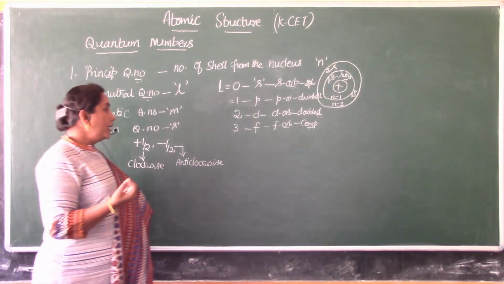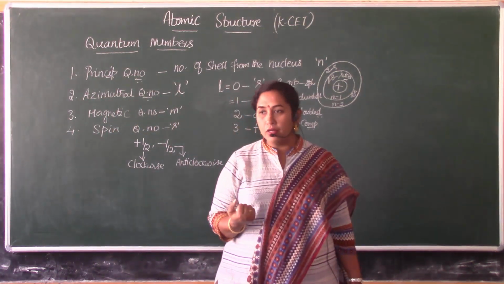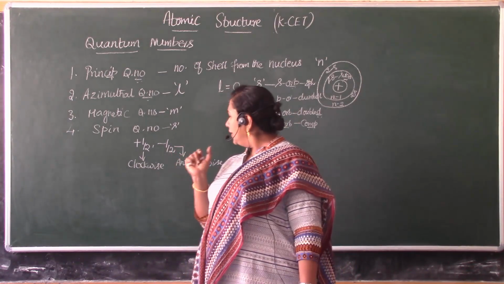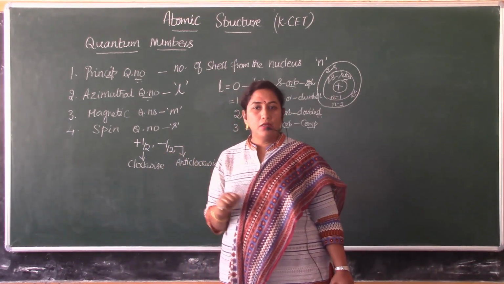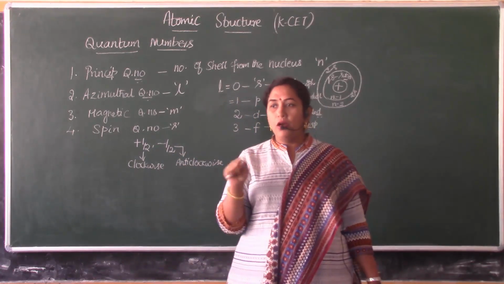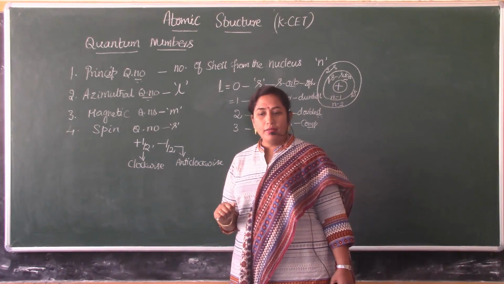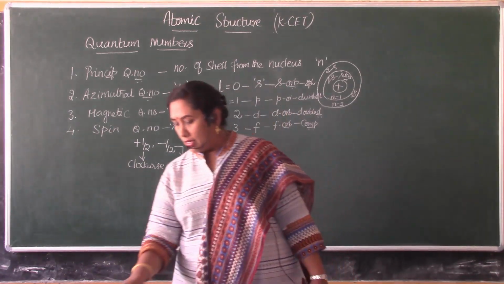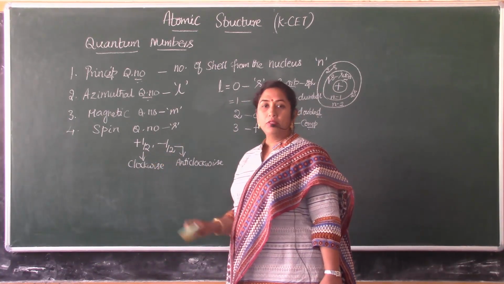And as you know, an orbital can contain a maximum of only 2 electrons. So every orbital can have only these two values, wherein plus half is clockwise spinning of the electron and minus half is anti-clockwise spinning of the electron. So for every one value of m, there will be two values of s.